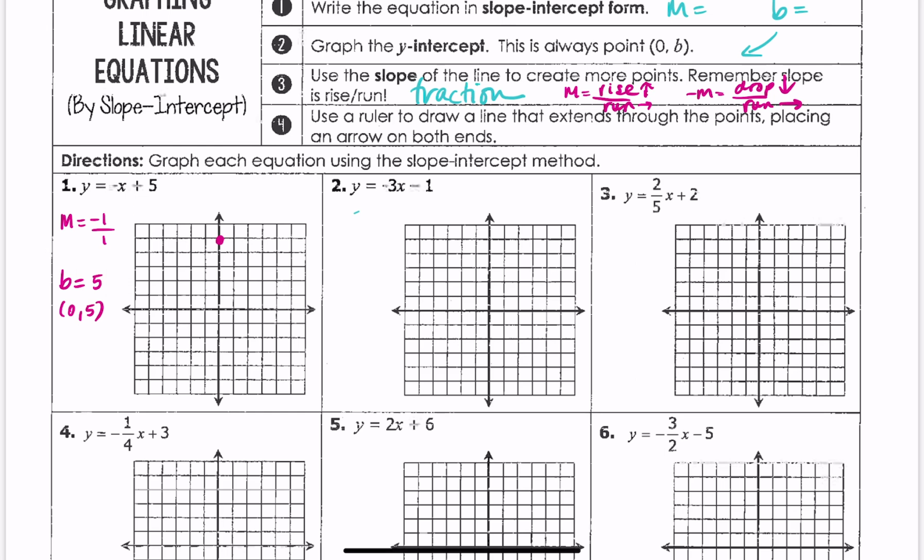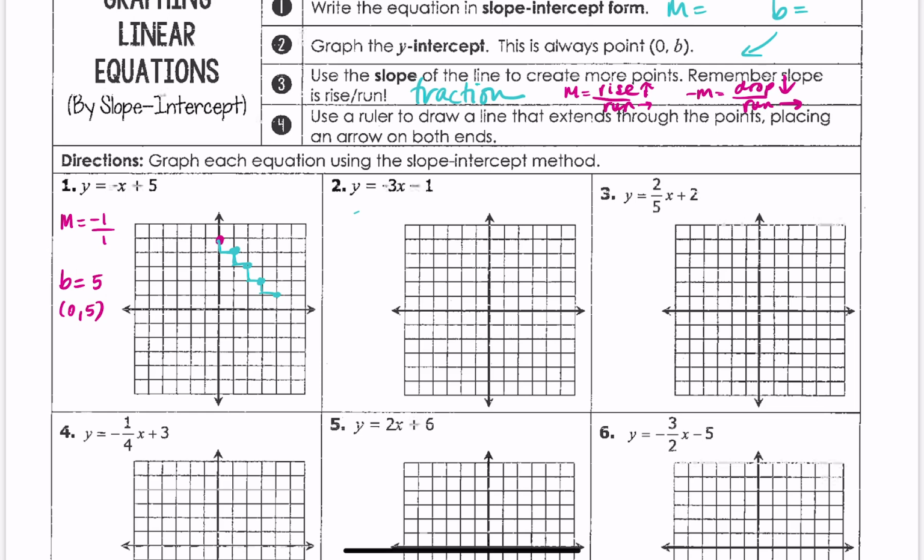The slope that I'm working on in this question is negative. So I am going to drop 1 because it's negative, and I'm going to run 1. I'm going to go to the right, and there's my next point. And you can do this a few times to make sure that when you go to actually draw your line, you're setting up a ruler on a good set of points. So those are a bunch of points that I drew for this line.